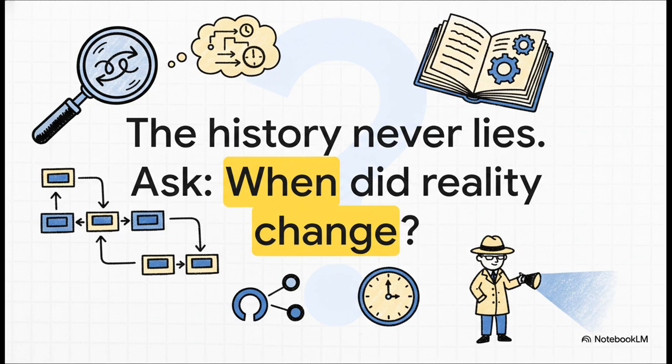Look, strong engineers know that the code they're staring at might be misleading, but the history never lies. They don't debug by just looking at the code. They debug by interrogating its past. They just ask one simple question: when did reality change? And with the tools we've just covered, Git will always give you the answer.